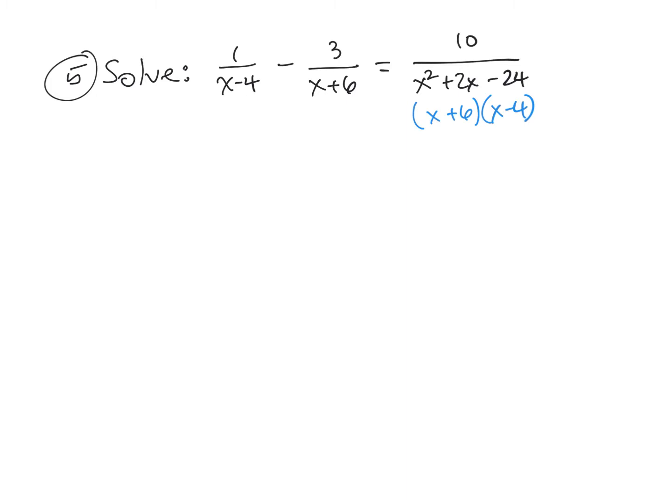So we said in class that the least common denominator is going to be the product of the distinct factors. My first fraction has a denominator of x minus 4, so I'm going to have to multiply by at least an x minus 4. But then my second fraction has a denominator of x plus 6, so I also need a factor of x plus 6. My third fraction has a denominator of x plus 6. Well, I've already got that accounted for. And a factor of x minus 4? I've already got that accounted for too.